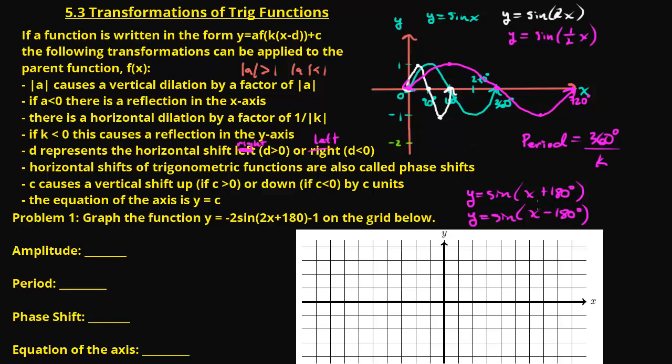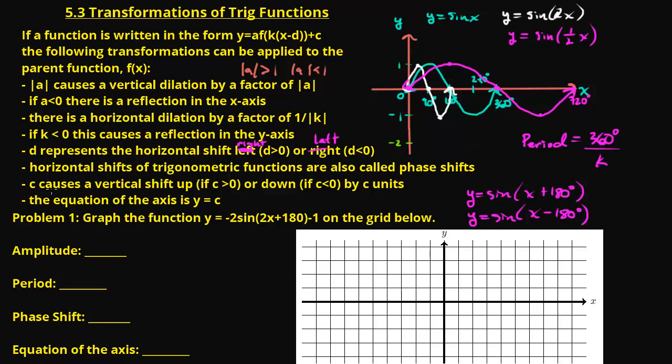So that just shifts the graph either to the left, like in this example, or to the right, like in this example. When we're dealing with trig functions, we call horizontal shifts phase shifts. So the horizontal shifts are called phase shifts for trig functions. And if the phase shift is to the left, that would be a negative phase shift. So like in this example, we would have a phase shift of negative 180 degrees. In the example below, this would be a phase shift of positive 180 degrees. So phase shifts to the right are positive, phase shifts to the left are negative.